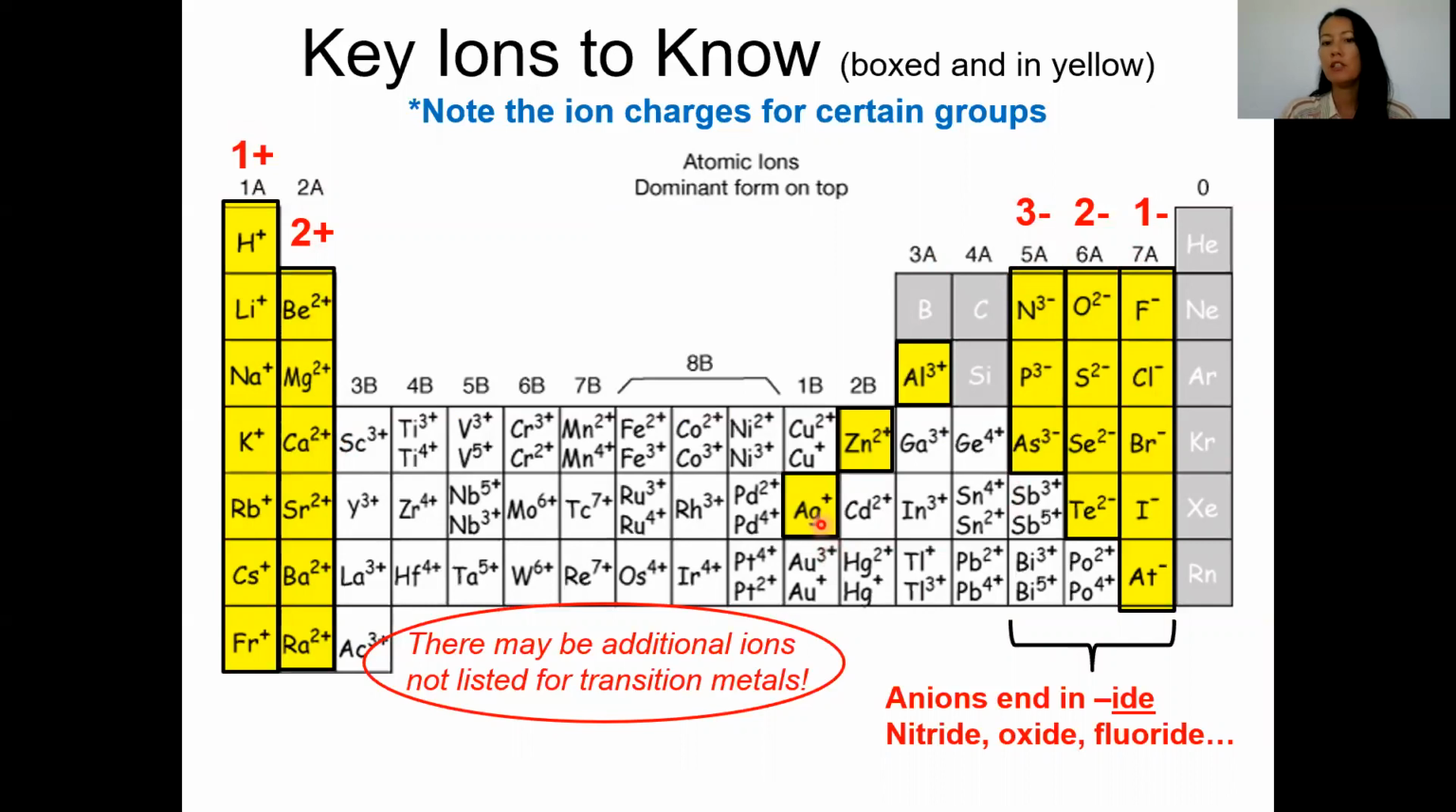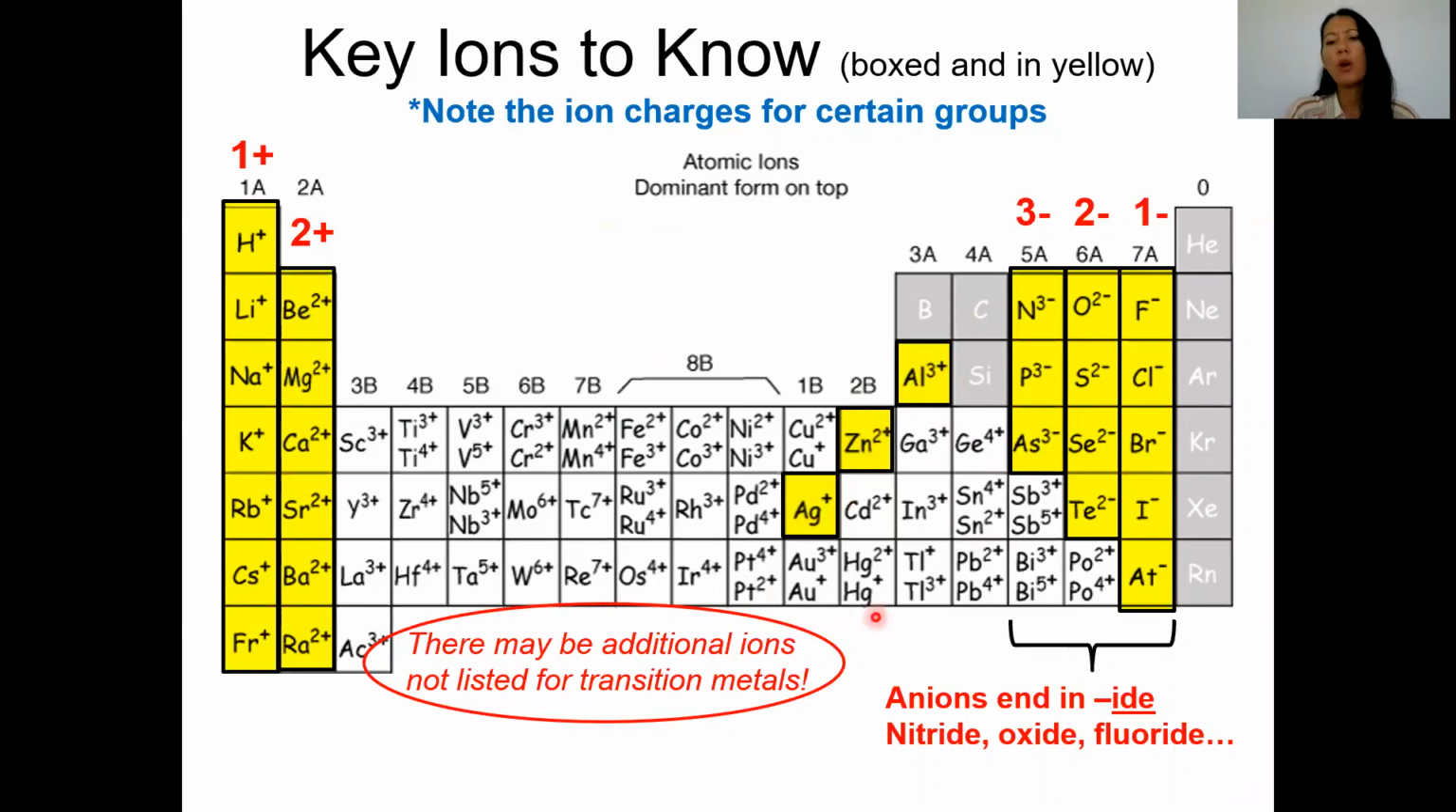Special ones I do need you to know are silver, zinc, and aluminum. These are ones that will only form these charges. You can remember this as they're in a diagonal. Silver is a +1, zinc 2, aluminum 3. So it goes 1, 2, 3 in a diagonal.